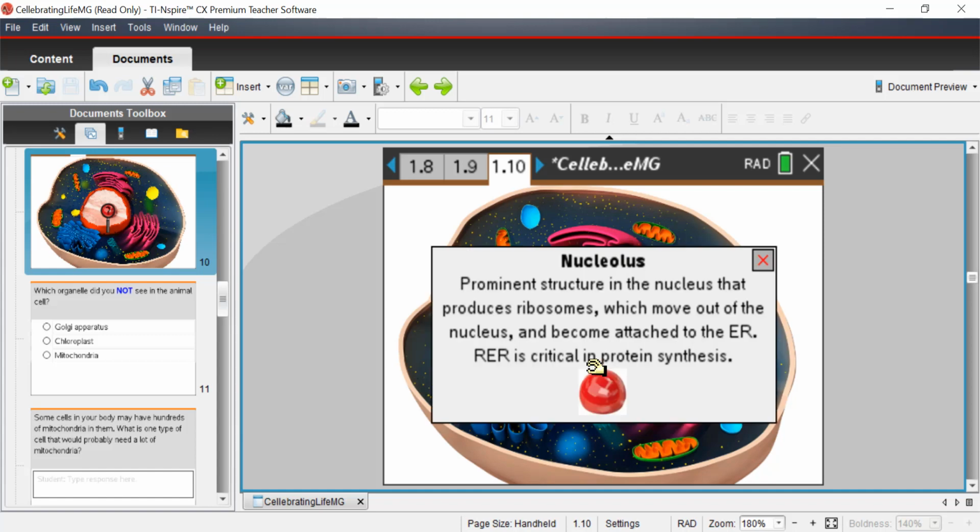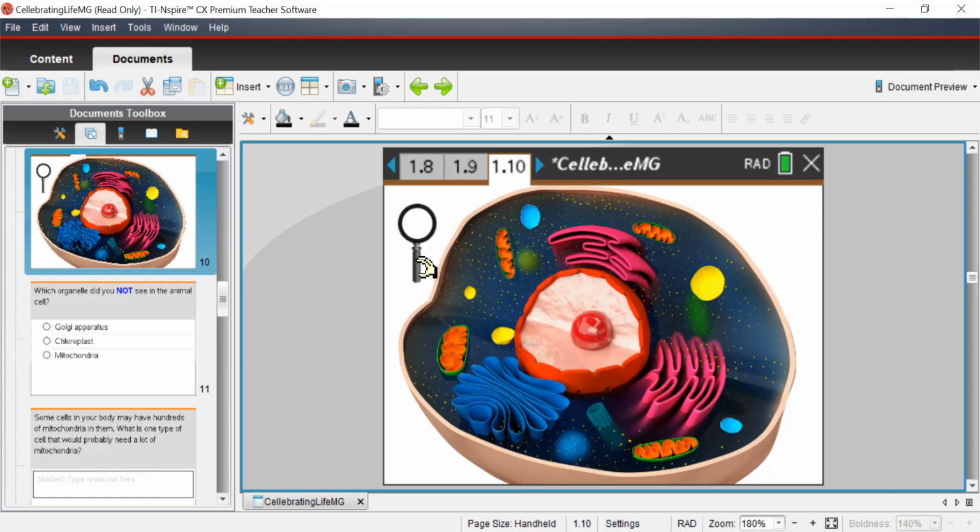And this little ball inside of here is called the nucleolus. That resides within the nucleus, the nucleolus. And this is what produces those ribosomes. Remember those little yellow dots earlier that are really, really important for protein synthesis? They come from the nucleolus. Those move out of the nucleus and become attached to the endoplasmic reticulum. Remember that? Rough endoplasmic reticulum, these little pink foldy things, are the endoplasmic reticulum. The ribosomes attach to those and help make proteins. So protein's really, really important.